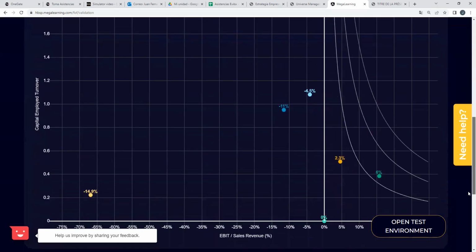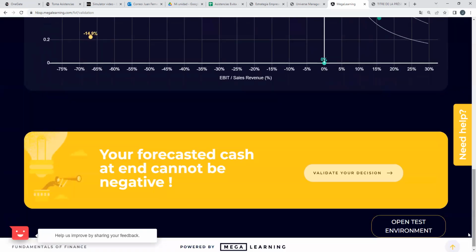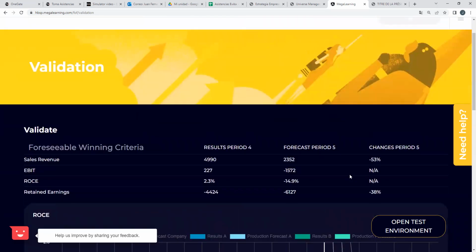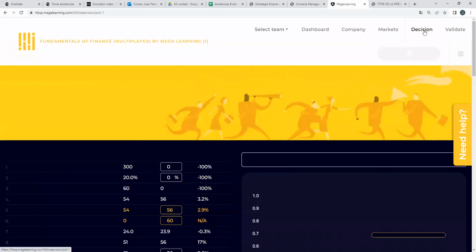And here there's a message, like a warning. Your forecast cash at the end cannot be negative. So I cannot click to validate your decision. The simulator is not going to allow me. When I click here, I can't. Okay? What is the problem? Or what is the meaning of this warning?